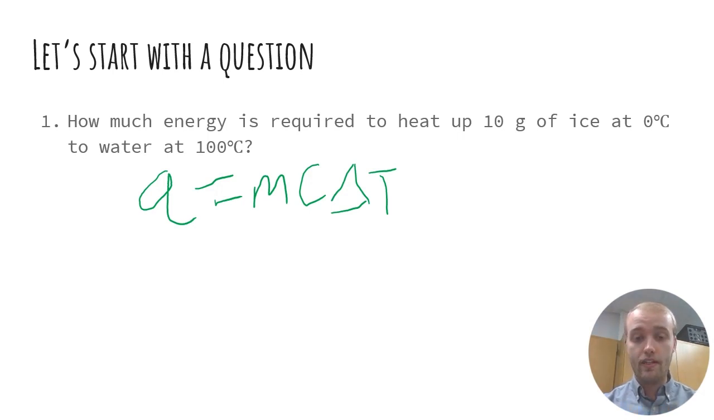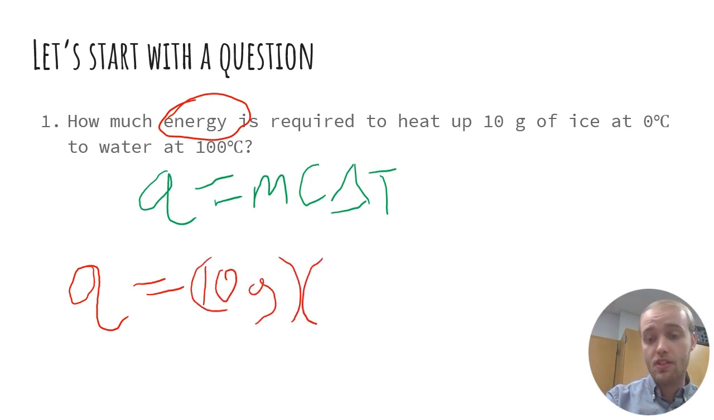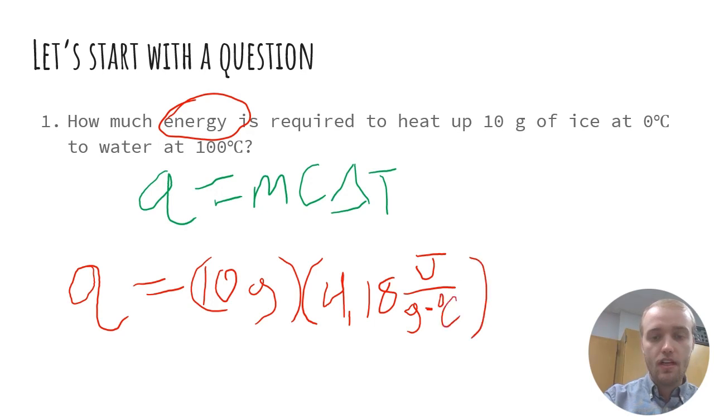So how much energy is required to heat up 10 grams of ice at 0 degrees Celsius to water at 100 degrees Celsius? If you were trying to attack this problem, just like I taught in the last lecture, you would probably say, okay, I can figure this out. I'm looking for energy, so that's going to be my Q, because heat is energy. I've got 10 grams of ice. If you remember from last lecture, the specific heat capacity of water is 4.18 joules per gram per degree Celsius. I multiply that by my delta T, my change in temperature. I'm going from 0 to 100, so my change would be 100 degrees Celsius.